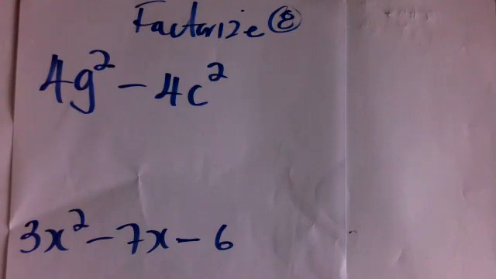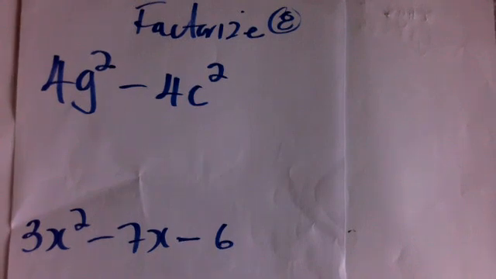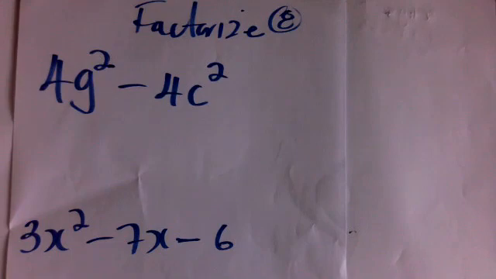Alright. So let's go now. So we have 4g squared minus 4c squared. What's the answer for that, guys? What do you do? Let's go. Type it in, guys. Type in the answer. What do you get? Let's discuss it. No need to shy.